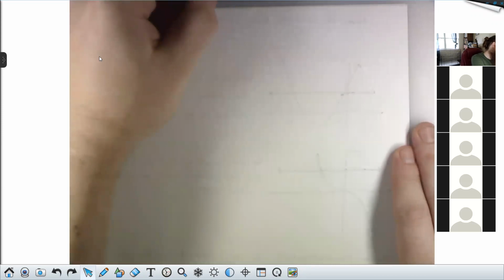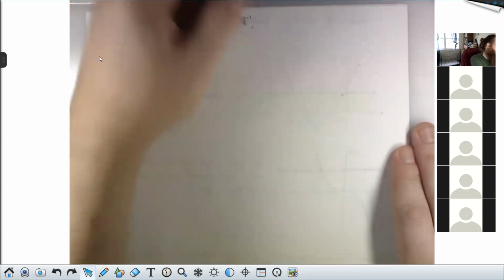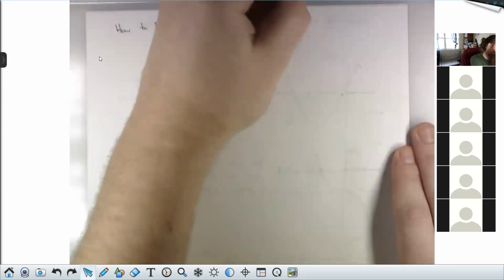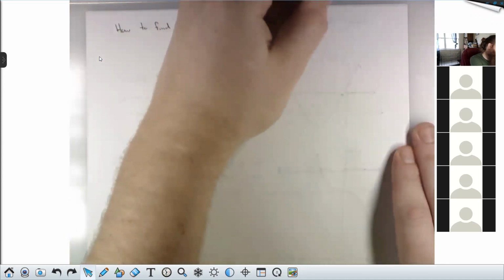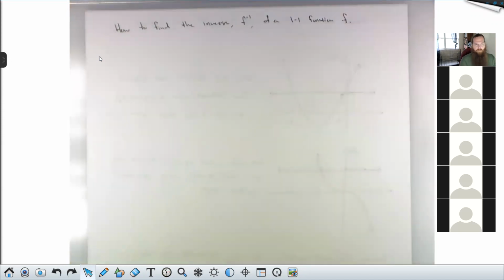What I would like to get us practice with is finding inverses. All right, so I have a 1-to-1 function f, and I would like to find its inverse.